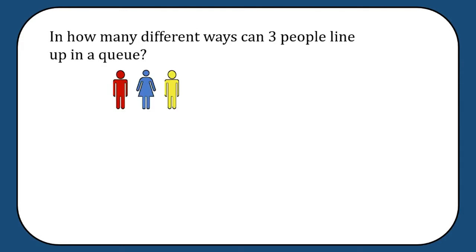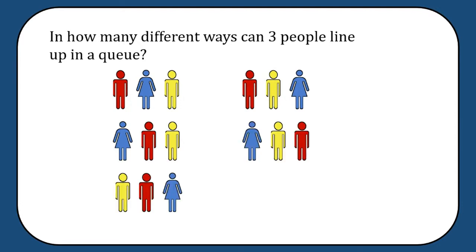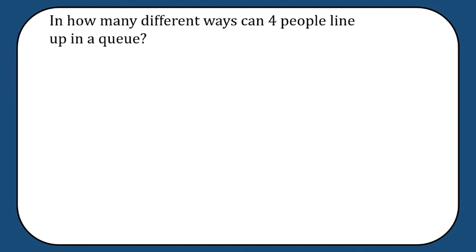So here's our three people. We could keep the red man at the beginning and swap the other two people. We could then look at putting the blue lady at the beginning and swap the two men around, and then look at having the yellow man at the beginning and swapping the other two around. And so through a systematic approach we can work out that there are 6 different ways that the three people can line up. Okay, so what about 4 then?